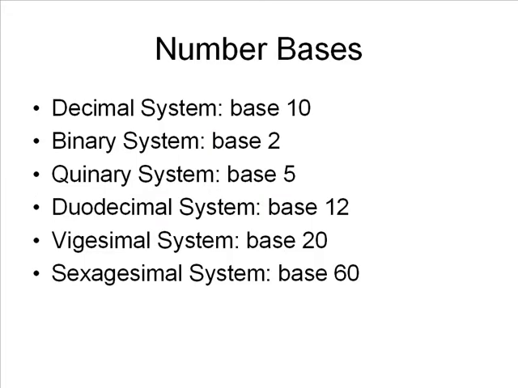From the textbook, we know that these bases have been used. You can find out which people used which system. The decimal system, base 10, is the system we're still using now. The binary system, base 2, is used in computer science.